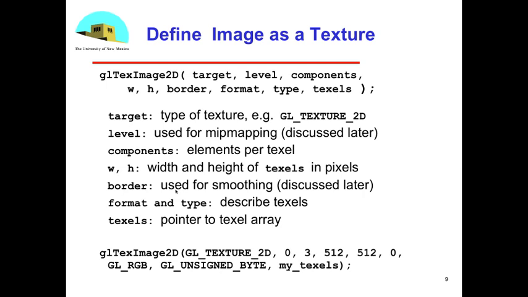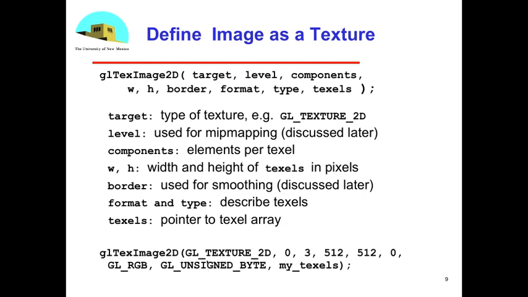And then we have to describe what those texels look like. We're going to say they're something like unsigned bytes, which is actually what we're going to have to use for WebGL, or some other format, and whether they're RGB or RGBA. And finally, the key thing here is a pointer to the array on the application side of where those texels actually are.